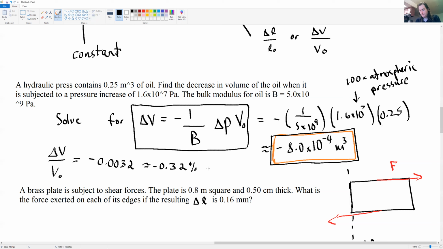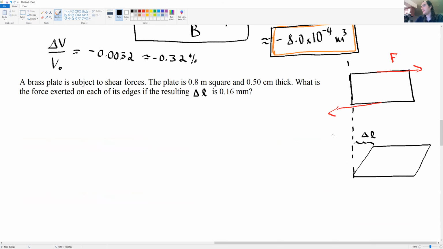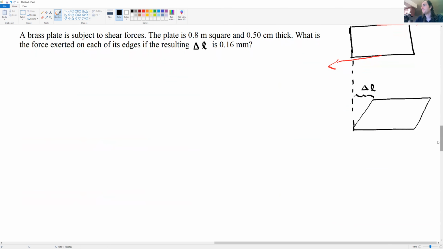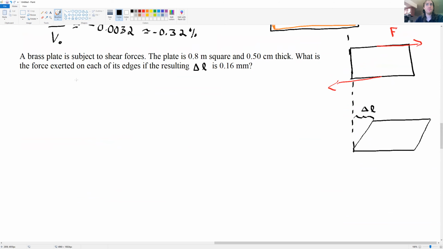All right, so that completes the bulk stress and strain example. And now I got another example for you guys. It's from another book, which is good because the book we have doesn't have an example of it. We have a brass plate subject to shear forces, as shown in the figure on the right. The diagram is meant to be a 3-dimensional thing here.